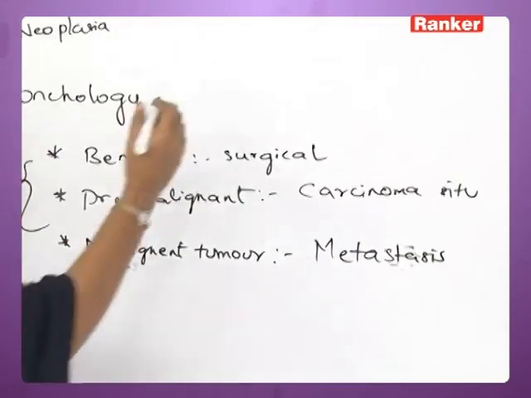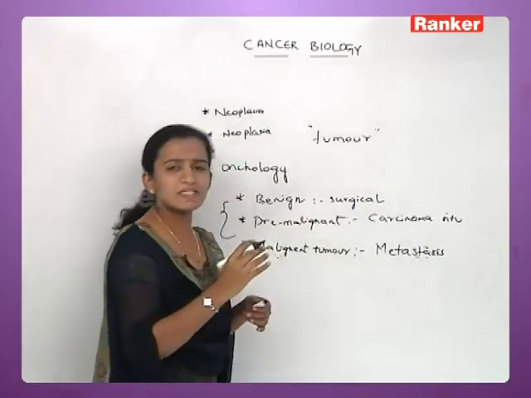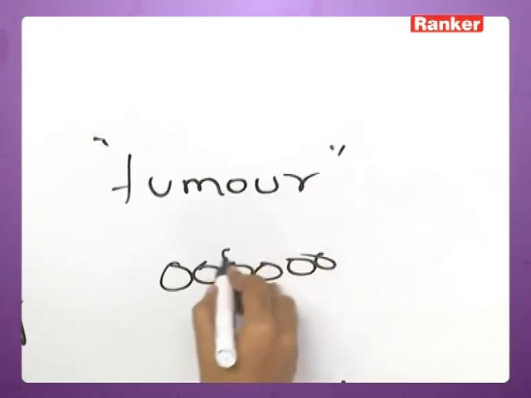Now, a tumor is actually a kind of tremendous cell growth. That means a cell is going to divide continuously here.